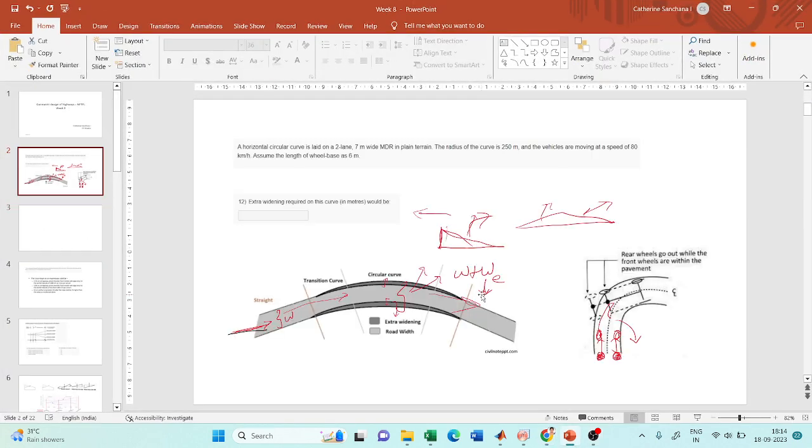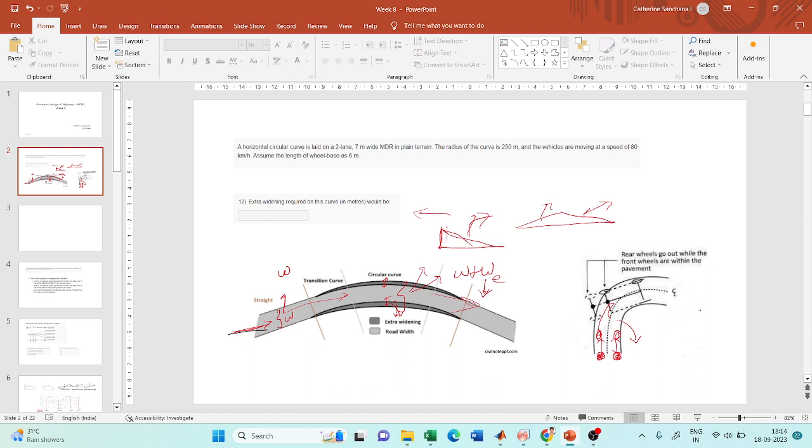Okay, so I was talking about a problem in which we were asked to find extra widening. I was telling you what extra widening is, and we were moving on to why it is required. If you see, this is the straight section of the road, and it has a width of W. But when you go along a horizontal curve, its width is increased, and this increase in the width of the roadway on a horizontal curve is called extra widening. There are two reasons for providing extra widening, and we will see why.